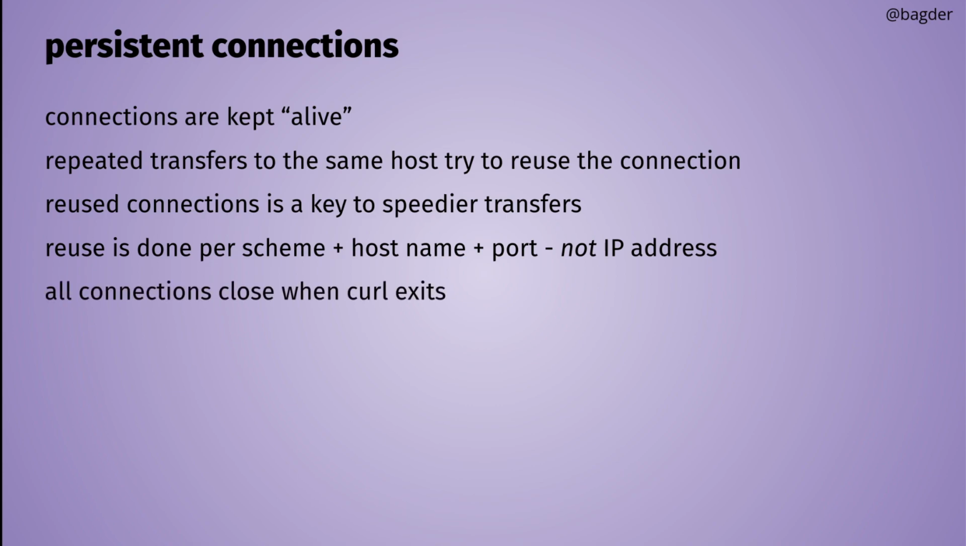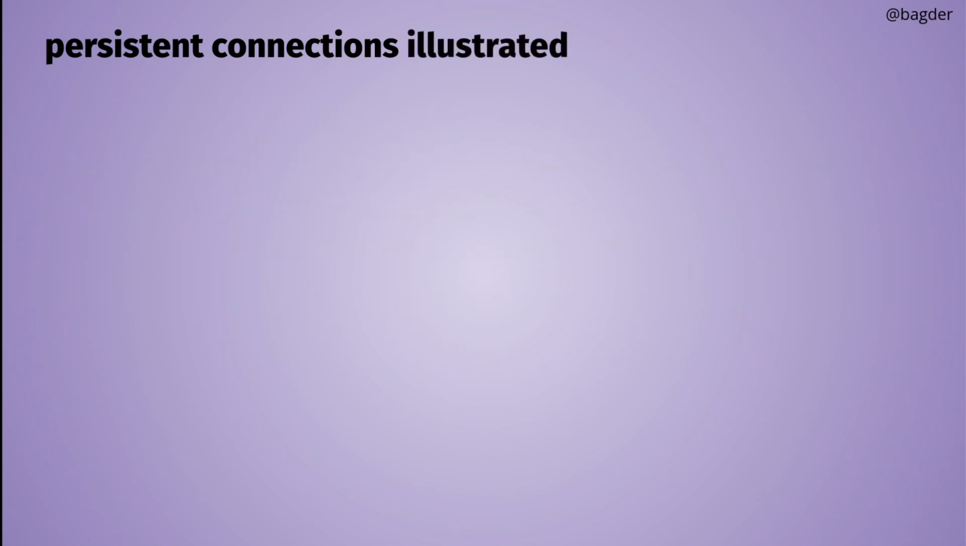And of course, when curl, the tool, exits, it cannot keep any connections alive. So when curl exits, the connections close. That's just how it is, right? And just to drive it in properly, this is how persistent connections work, illustrated. So we invoke curl, right?